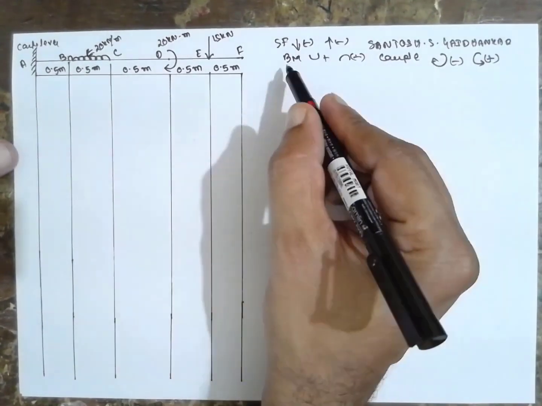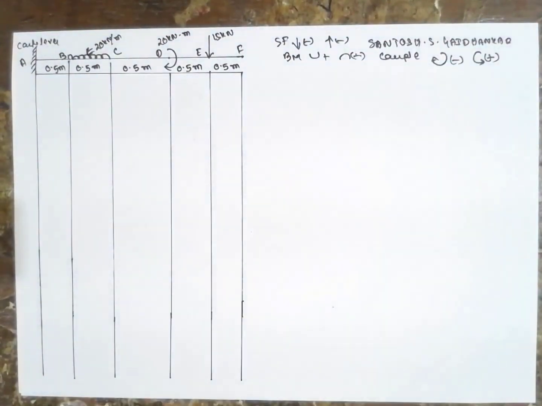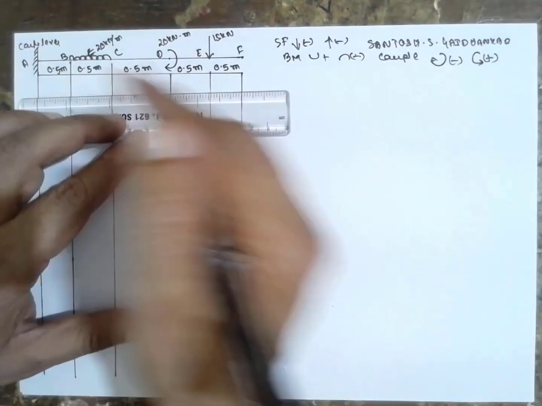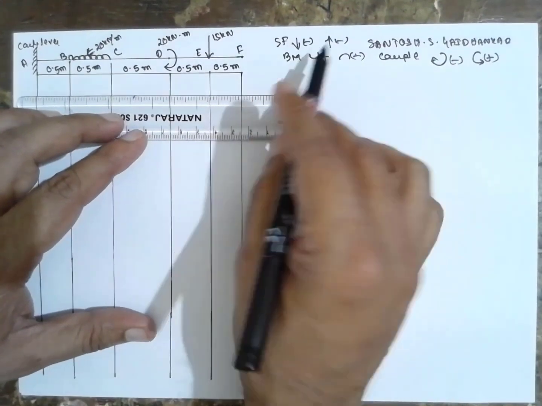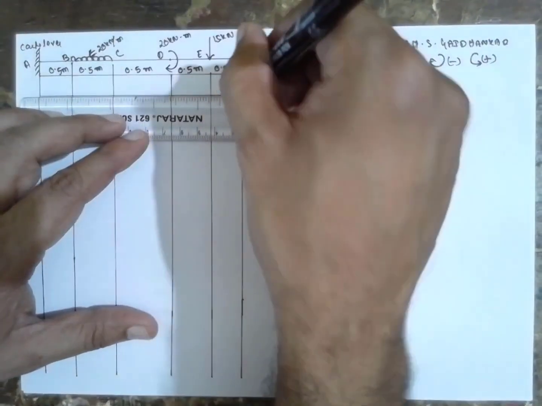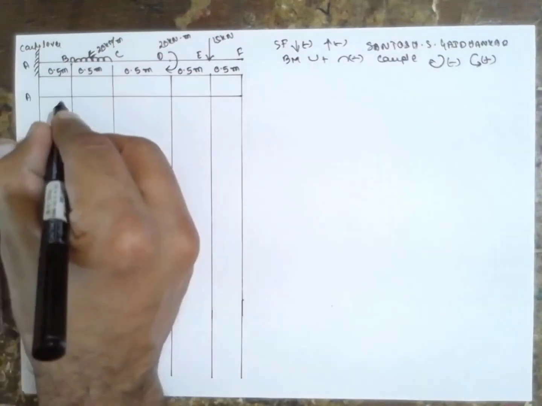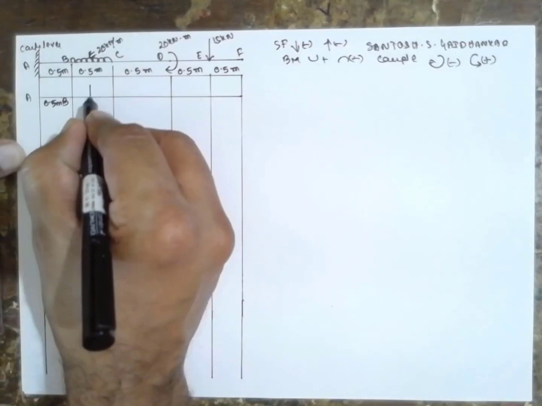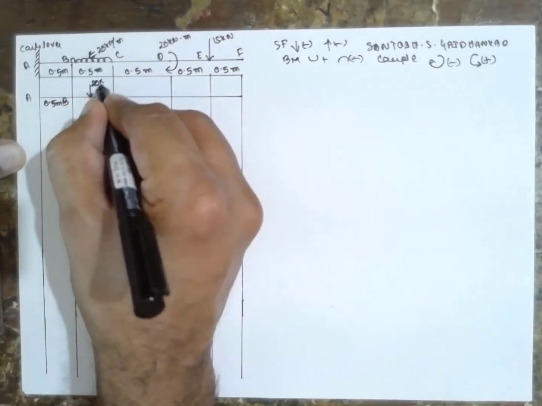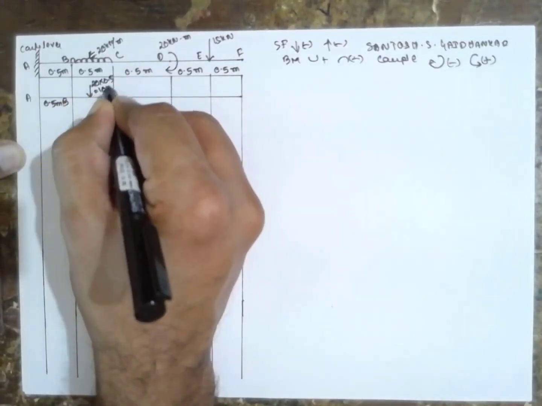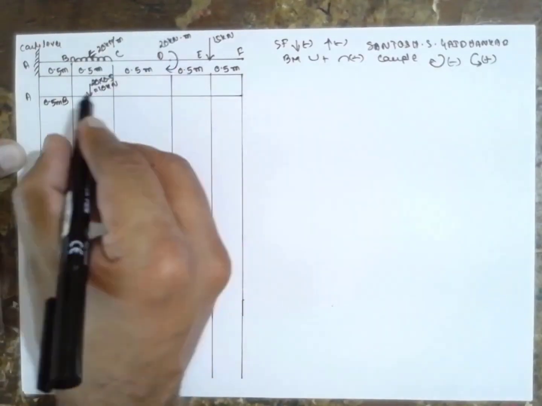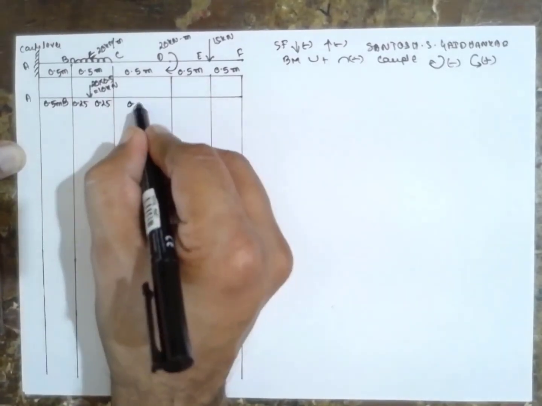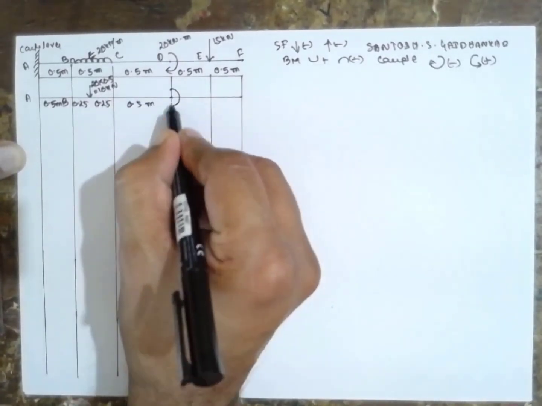Now first I will go for converting into a point load. Because there is UDL here, I will convert it into a point load. A, B, 0.5 meter. I will convert into point load, that is 20 into 0.5. It will be 10 kilonewton because meter gets cancelled, and 0.25 this side and 0.25 this side. 0.5 meter. There is a couple acting here.